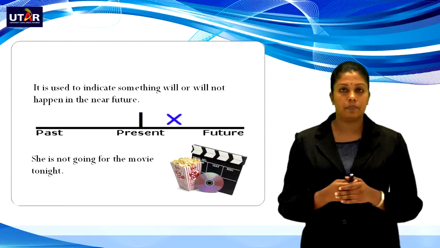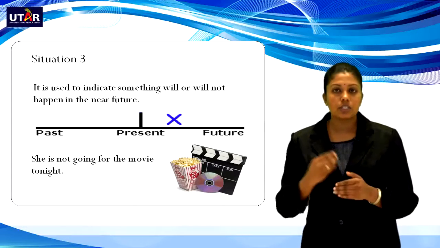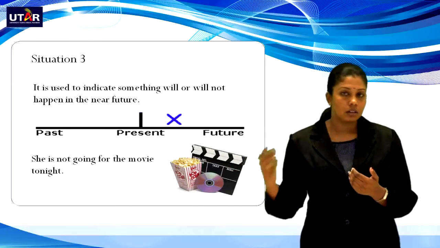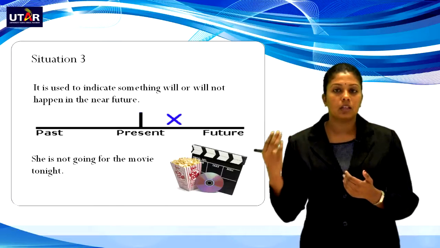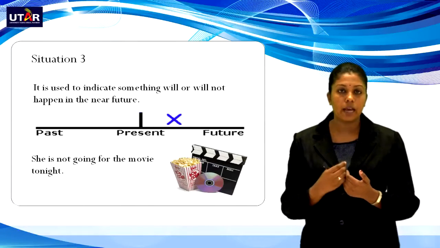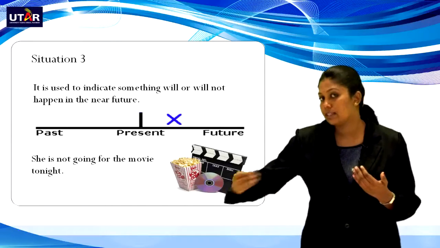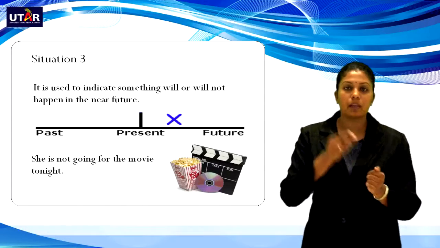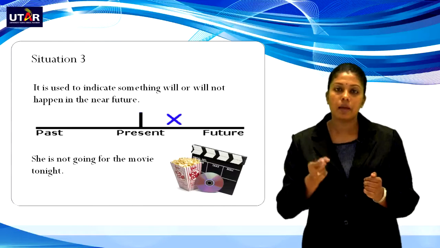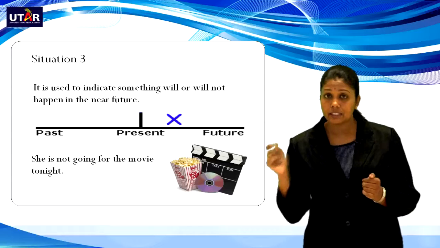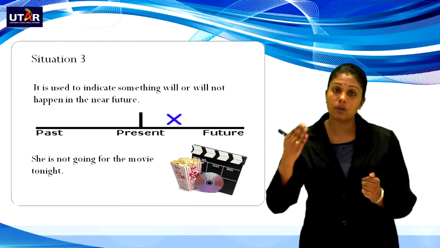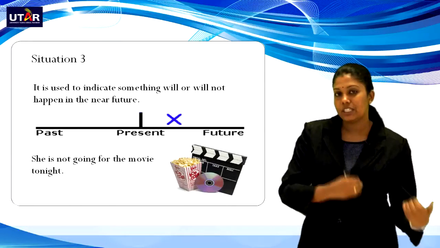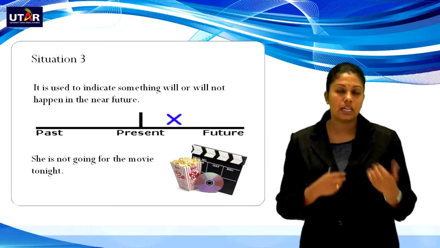Let's look at situation 3. It is also used to indicate something will or will not happen in the near future. Again, example, she is not going for the movie tonight. So this is near future. Tonight is near future, and this is one of your plans and you are not going for it. So she is the subject, is is the auxiliary verb with not, since this is a negative sentence, and the verb go is in present participle form, going. So the sentence would be, she is not going for the movie tonight.